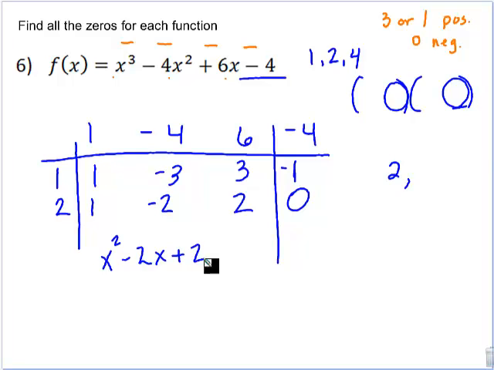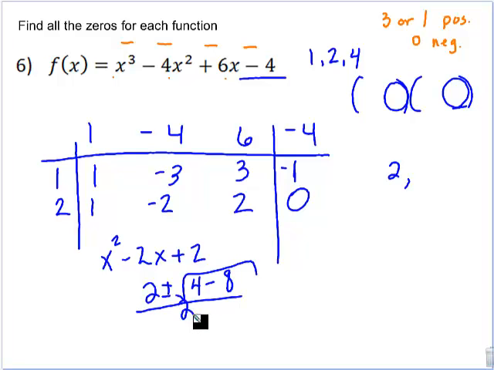So x equals negative b, so what would that be? 2 plus or minus the square root of b squared. 2 squared is 4 minus 4ac. So 4 times 1 times 2, 8, all over 2a. 2a is 2.